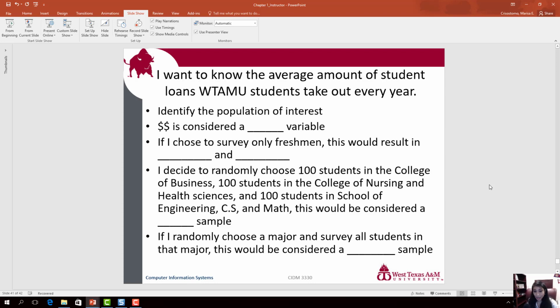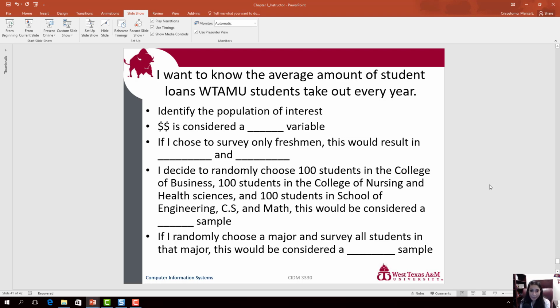And here's a little practice. I want to know the average amount of student loans WT students take out every year. Identify the population of interest. Money is considered a blank variable. If I chose to survey only freshmen, this would result in blank and blank. I decide to randomly choose 100 students in the College of Business, 100 students in the College of Nursing and Health Sciences, and 100 students in the School of Engineering, Computer Science, and Math. This would be considered a blank sample. If I randomly chose a major and survey all students in that major, this would be considered a blank sample.